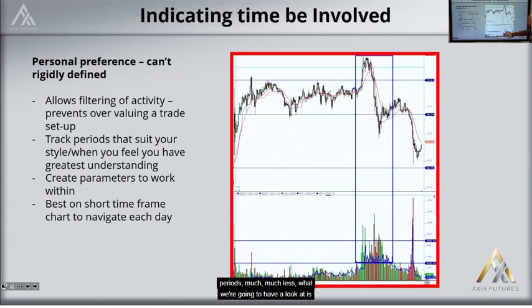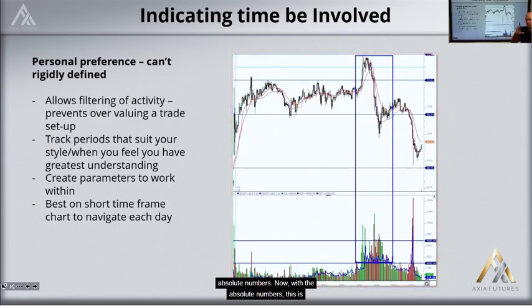What we're going to have a look at is trying to look at volume in terms of giving yourself absolute numbers. Now, with the absolute numbers, this is something you're going to have to self-define. This is something I look at in oil.